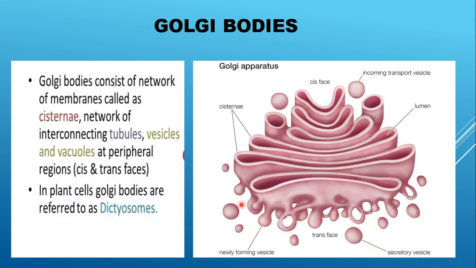They will continuously emerge out of the trans phase. During this movement, the protein has been further modified so that the other parts of the cell can use it. The space inside each of the bag-like structures is called the lumen, that is the empty space inside the Golgi bodies.